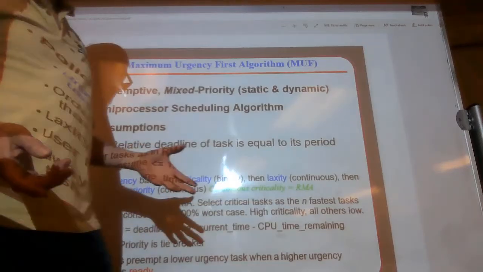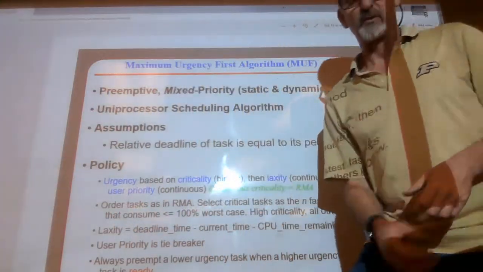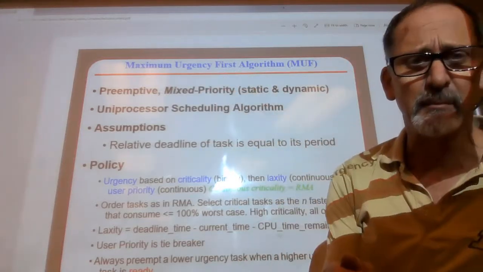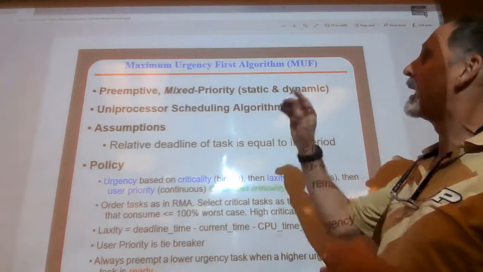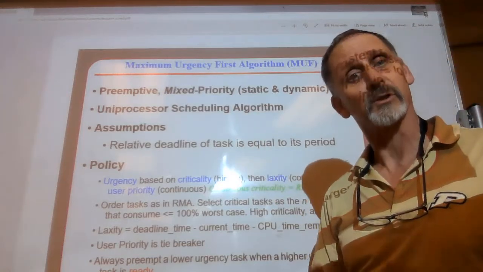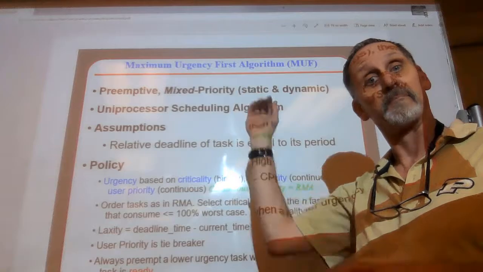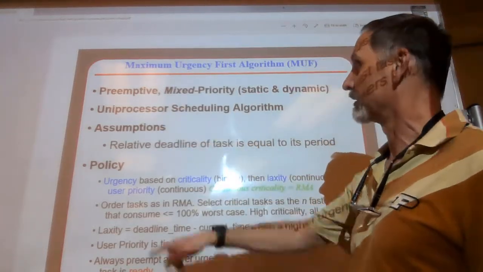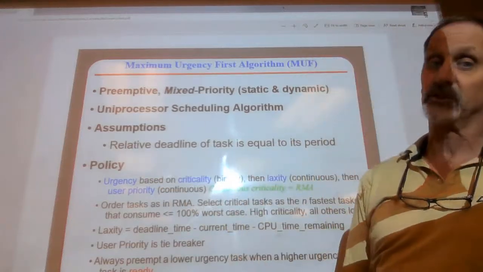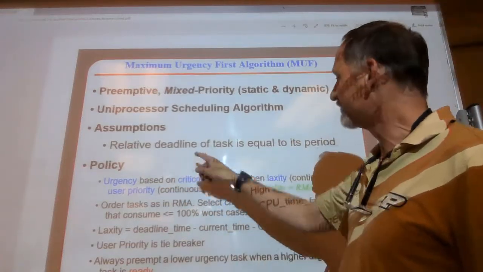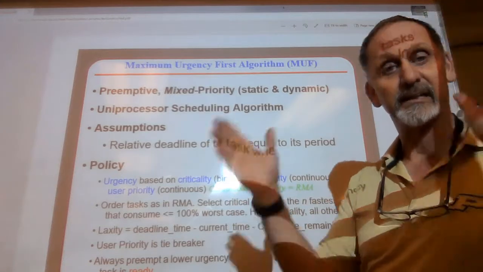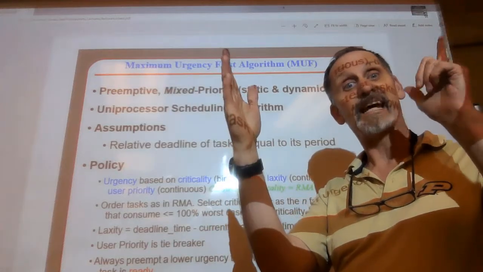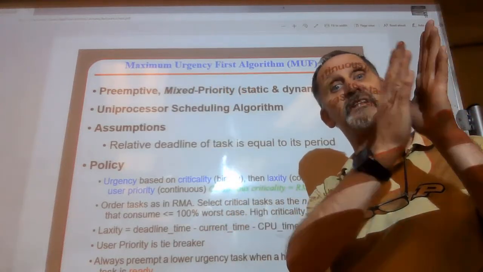And what we're next going to talk about is the MUF scheduler, or the maximum urgency first. We can see here that the maximum urgency first scheduler is in fact a preemptive mixed priority scheduler. In other words, it uses both static and dynamic priorities. Again, it's a uniprocessor scheduling algorithm, and we are going to make the same assumption that we always make, which is that the relative deadline of the task is equal to its period. Again, that means that if you start at this point, the next release time is the deadline.